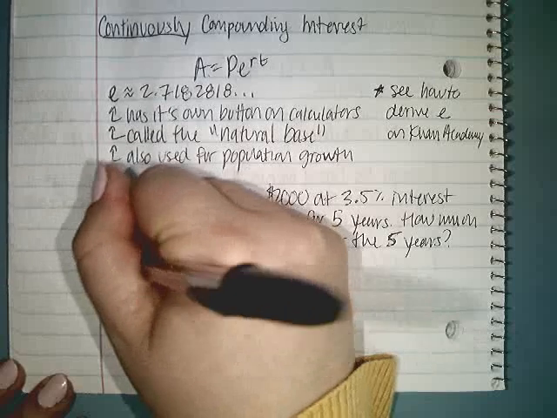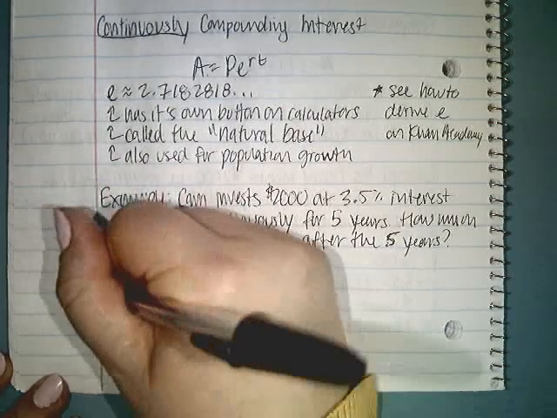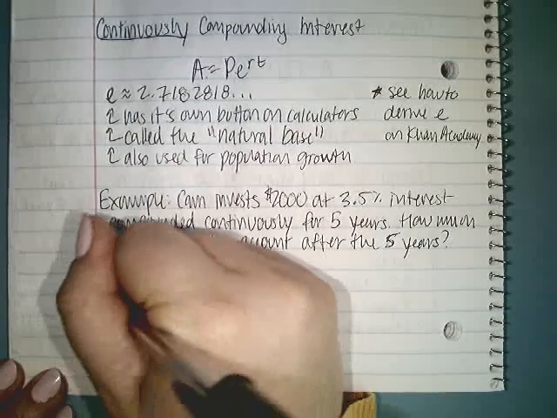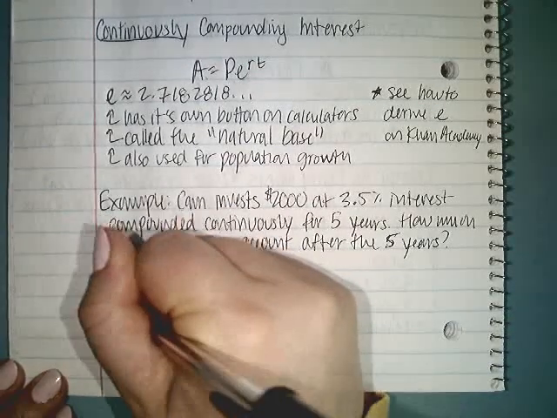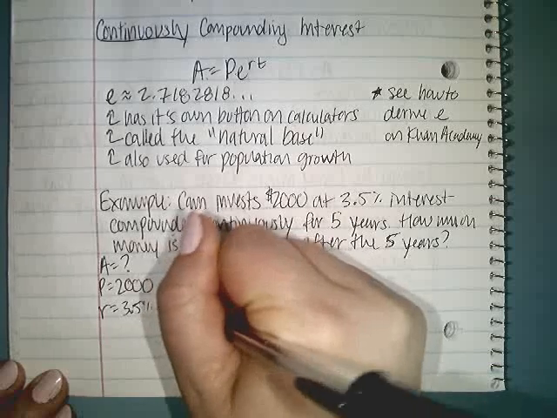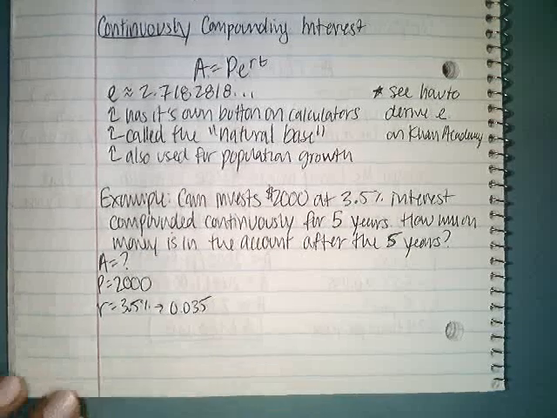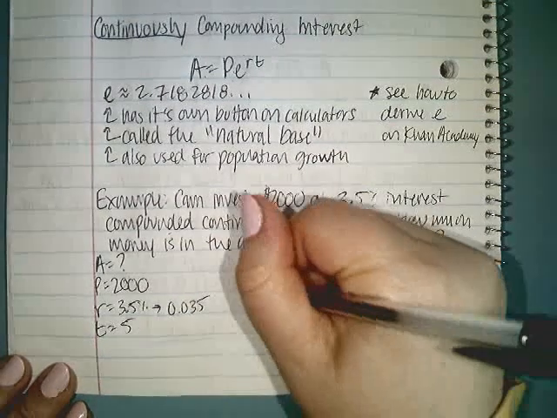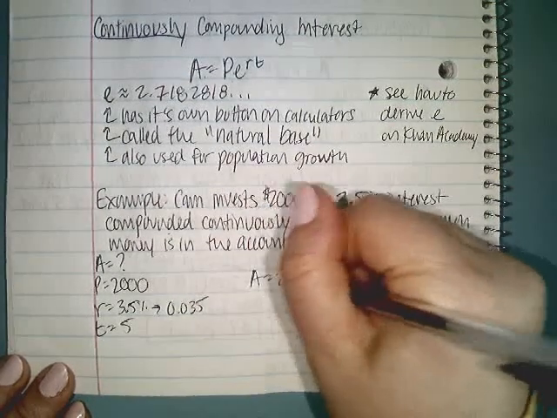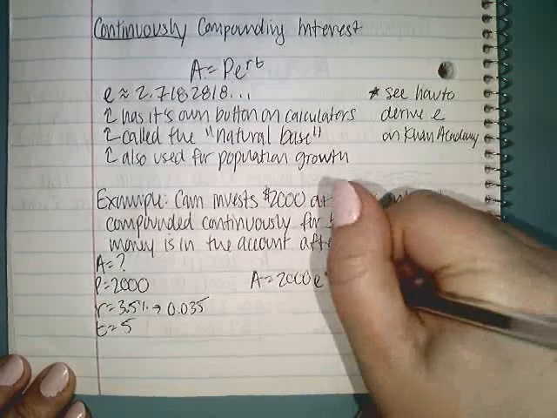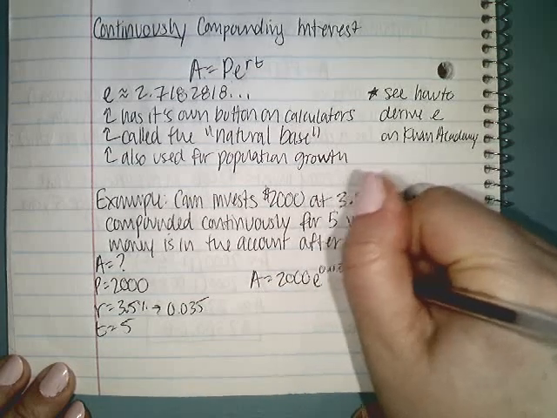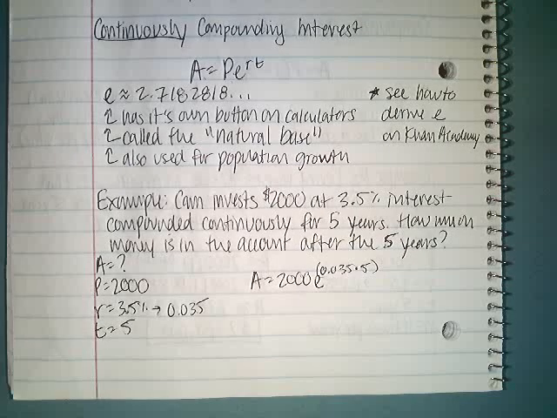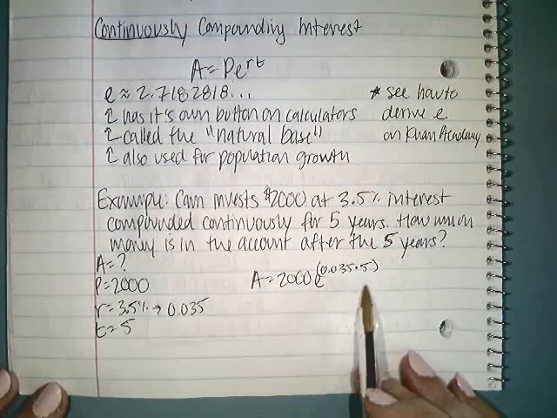I am trying to find my A value, so that's my unknown value. My principal is $2,000. My rate is 3.5%, which we know is 0.035 in decimal form. And then my time is going to be 5 years. So I'm going to plug this into my equation. I have A equals 2,000 times e to the power of 0.035 times 5. So remember, those are all in the exponent, the decimal times 5.